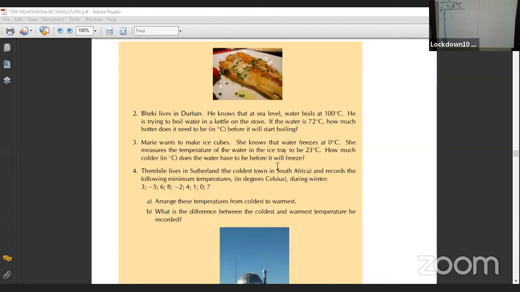What do you think, guys? How much does the water need to rise in degrees before it starts boiling? Yes, 28 degrees, guys. 28 degrees.